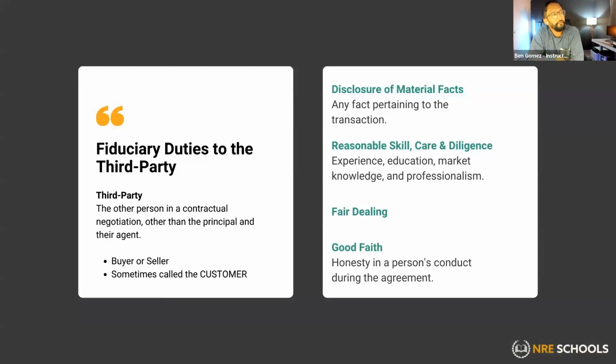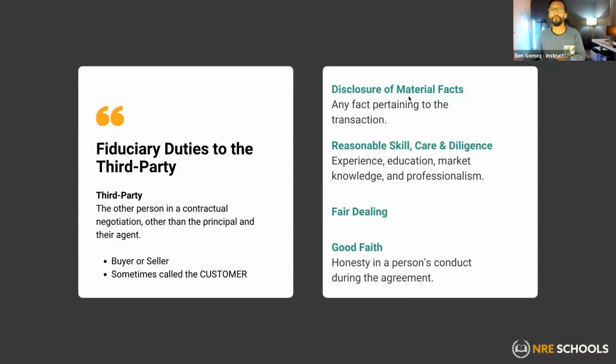Now, in addition to the duties we owe our principal, a lot of the times we might be representing only the buyer, and there may be a seller and another agent. We still have duties to them as well, too. So to the other party of your transaction, these are the things that you owe that other party.